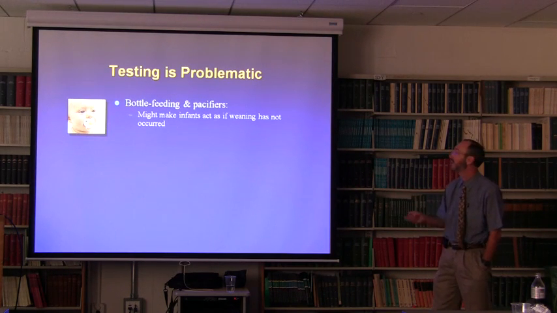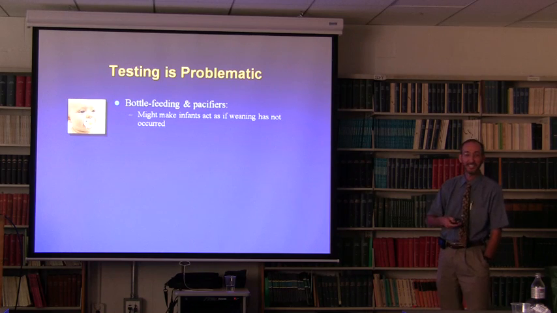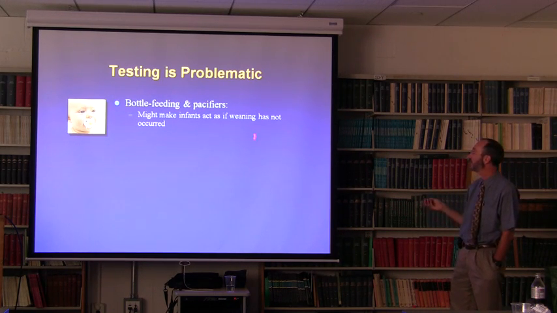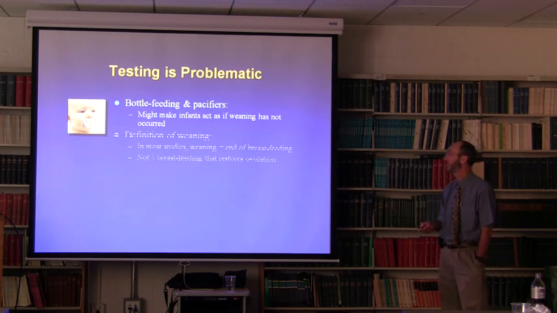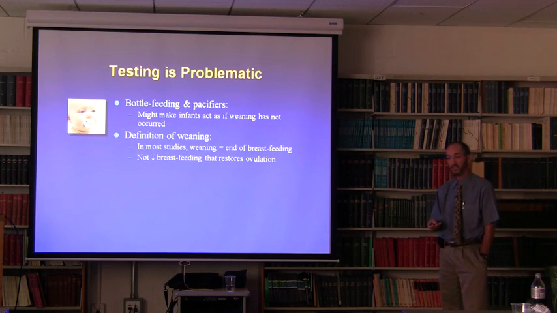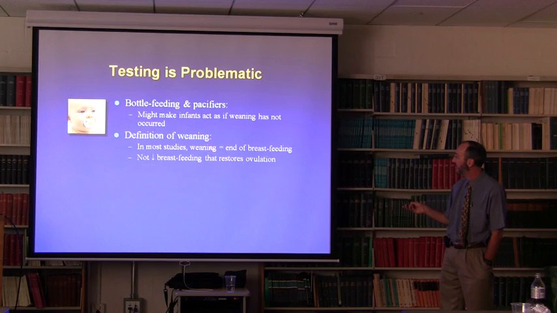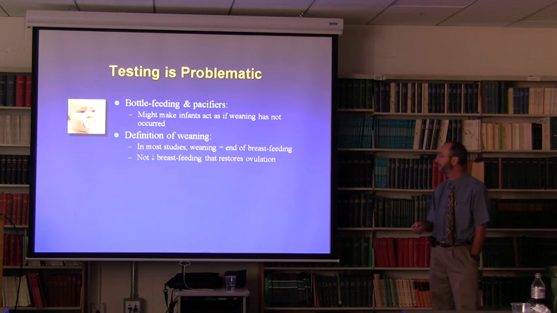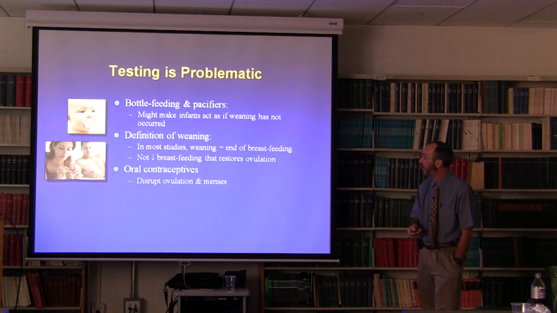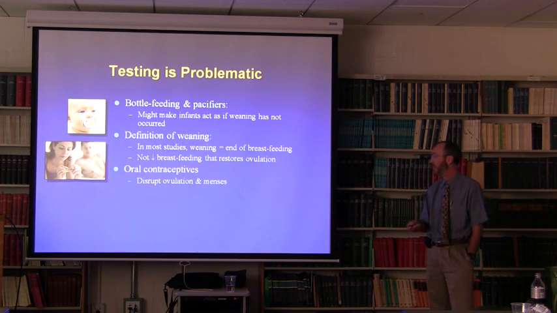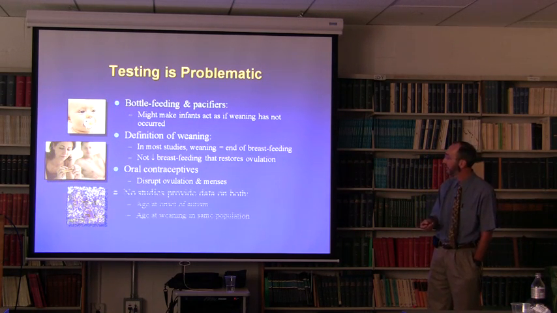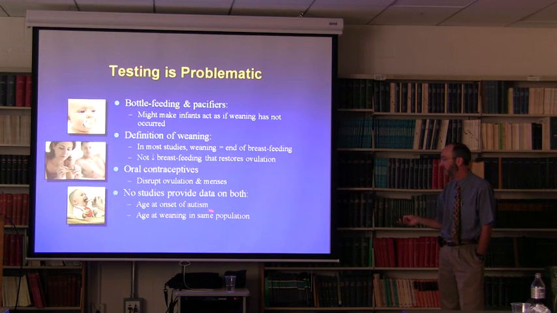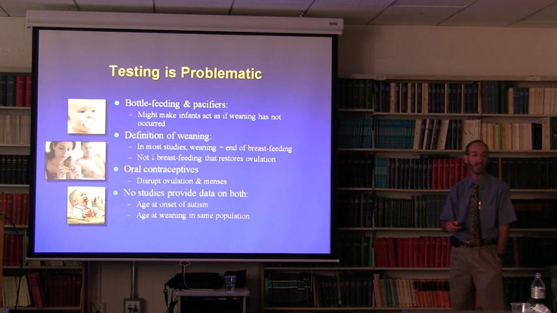In fact, I'll tell you why. Testing is problematic with existing data because bottle feeding and pacifiers might make infants think that weaning has not occurred. Also, the definition of weaning used in most existing studies is the end of breastfeeding, not the decrease in breastfeeding that restores ovulation. Also, oral contraceptives disrupt ovulation and menses. And finally, there are no studies that provide data on both age at onset of autism and age at weaning in the same population.